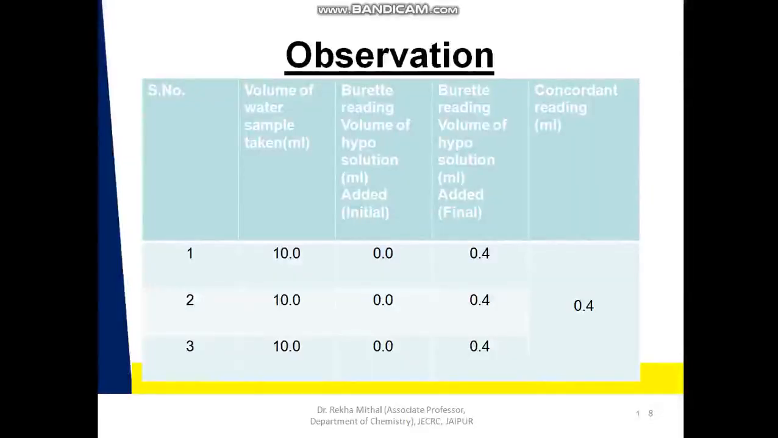Now after the experiment, we got the following observations. We have to draw the observation table. In the first column, the serial number, then the volume of water sample taken in ml. In the third column, burette reading, volume of hypo solution, the initial reading of the burette, that is 0, and burette reading, volume of hypo solution, that is the final reading. And the last column is the concordant reading.